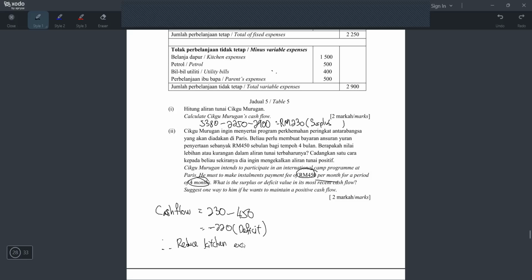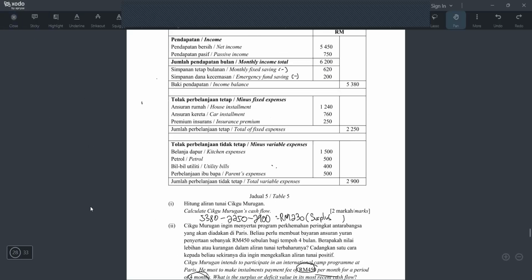Reduce kitchen expenses. You don't have to spend 1,500 every month on kitchen expenses, correct? What are you buying? How many kuali do you need to cook with in one month? So you can reduce it, and you can somewhat control it, right? Because if you want to go to Paris, you have to make some sacrifice. So you reduce kitchen expenses. Okay, that's the first one.